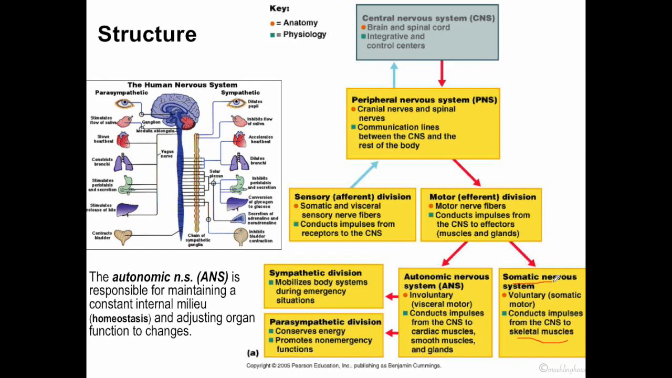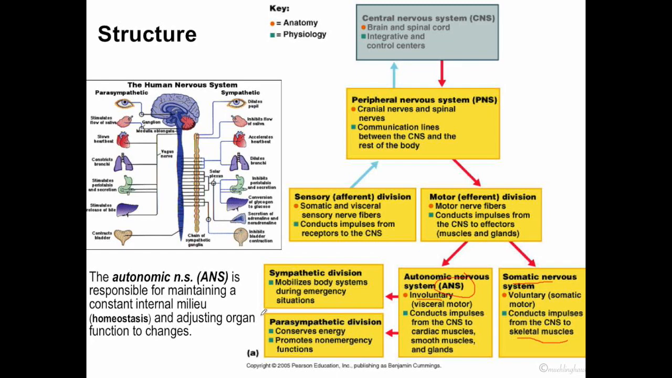So that is actually the other part of the motor division. That's the autonomic nervous system. And that nervous system, that's right here, autonomic nervous system, ANS. And that thing works automatically. So we don't think about it. So you can see here it says involuntary. So that's the involuntary system. That influences cardiac, it influences smooth muscles, and it influences glands.